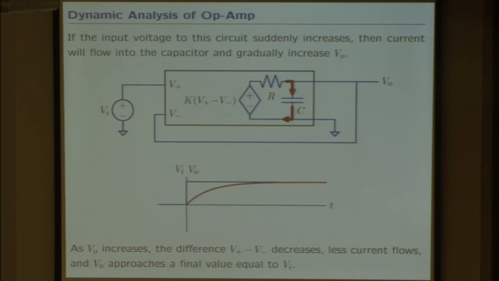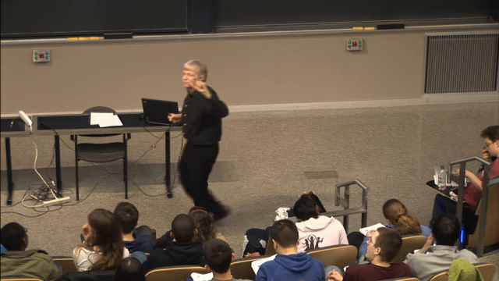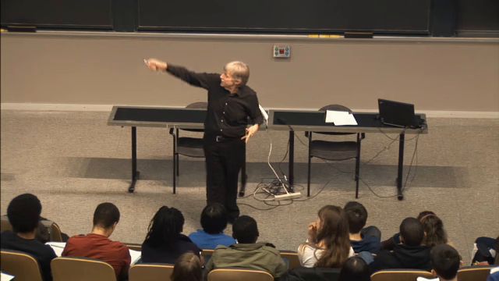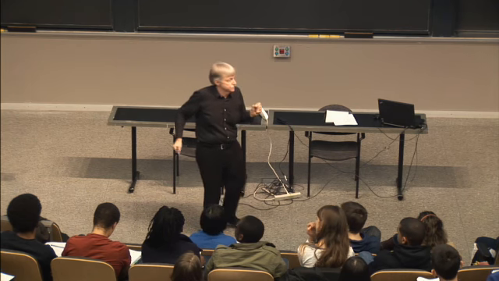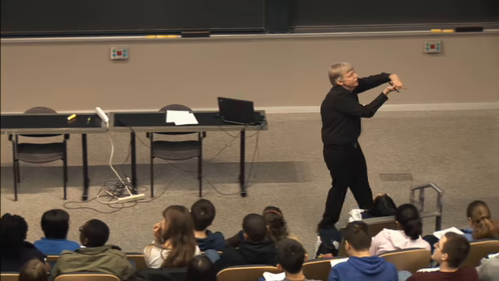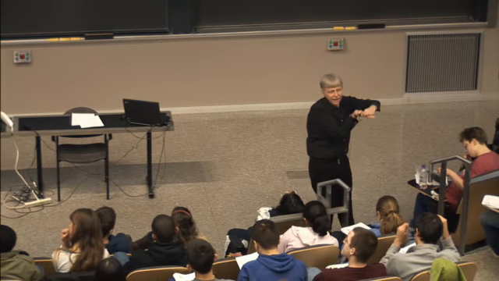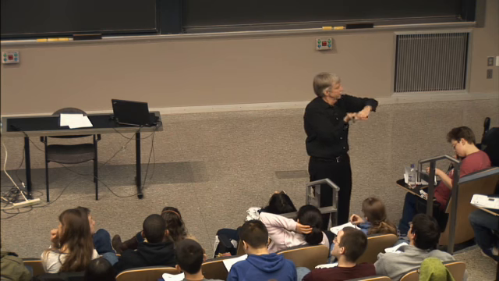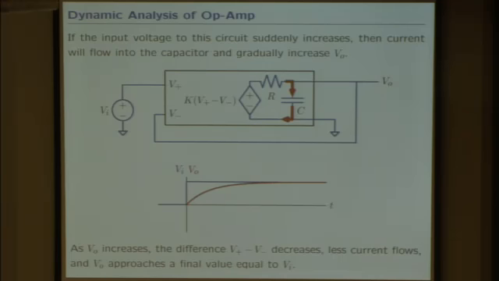As the capacitor voltage gets bigger, as the output voltage increases, the difference between V plus and V minus gets smaller, and the rate at which charge is flowing into the capacitor slows. And in fact, as the voltage at the output gets very close to the voltage at the input, the rate of current into the capacitor goes to 0. And the output voltage stabilizes at the input voltage.